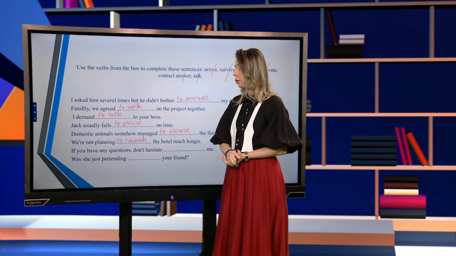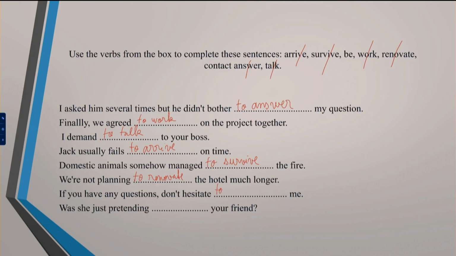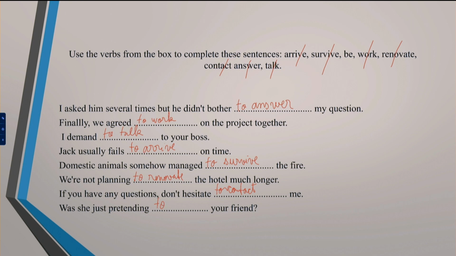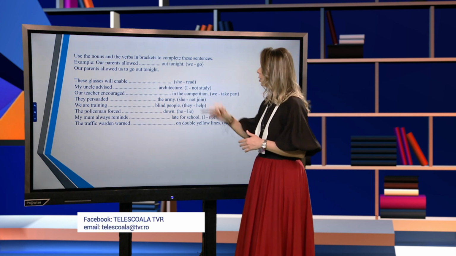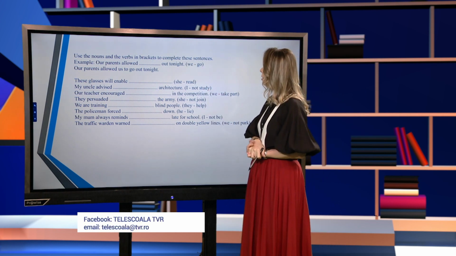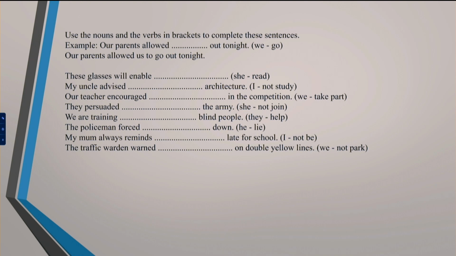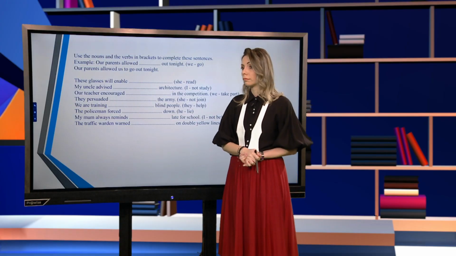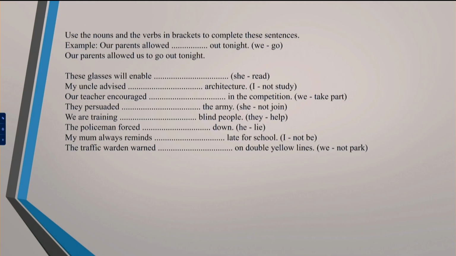Okay? Go on, Julia. Yes. If you have any questions, don't hesitate to contact me. Was she just pretending to be your friend? Now, we have to use the nouns and the verbs in brackets to complete these sentences. We have here an example. Our parents allowed us to go out tonight. Victor. These glasses will enable. Julia, can you help? Will enable her to read.